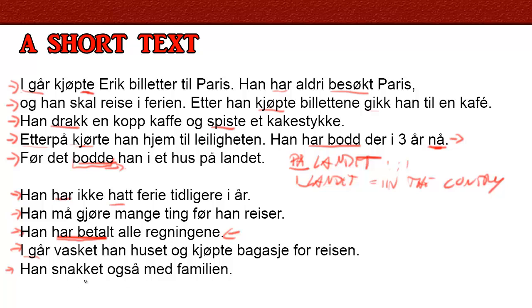Han snakket også med familien. He also spoke with the family. So this could be yesterday, it could not necessarily be yesterday. So here, sometimes you can use both. It wouldn't be wrong to say han har også snakket med familien, but since it's context now in relation to his vacation, it's better with past tense.